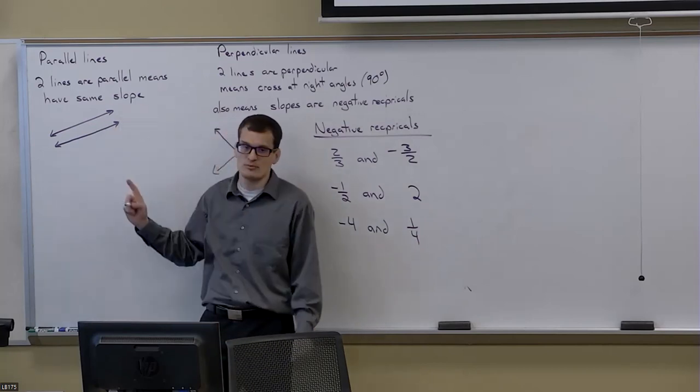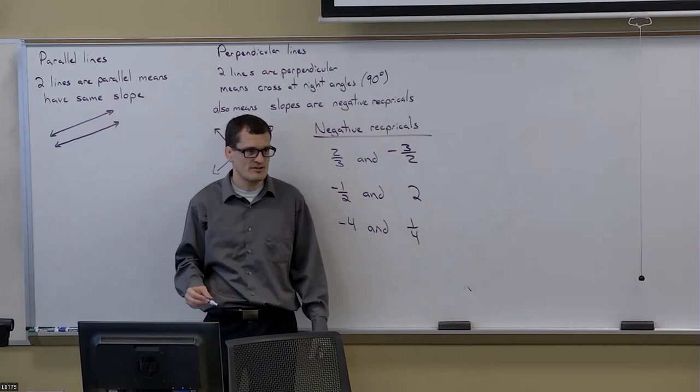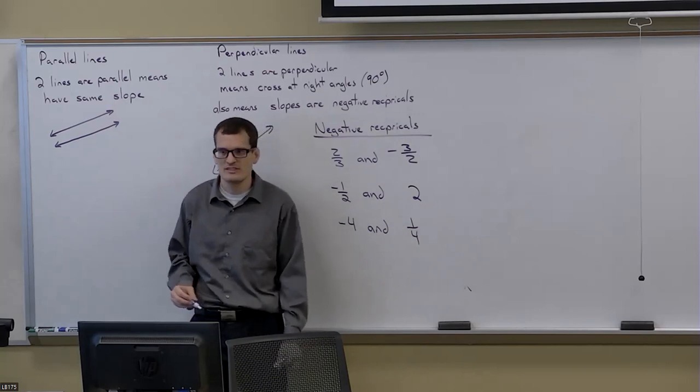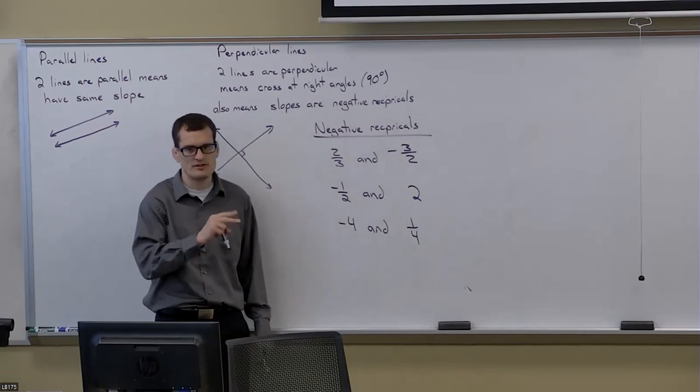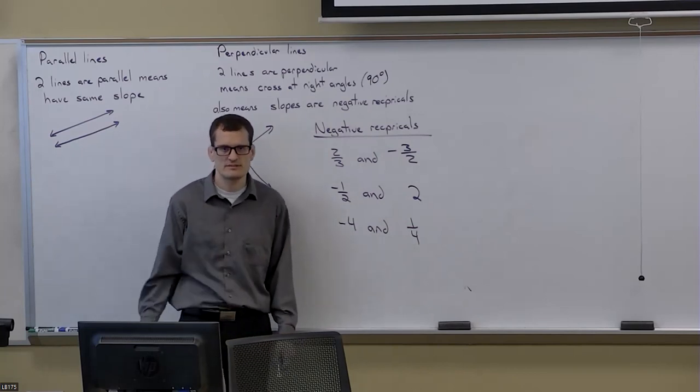So same slope is really easy. It's 3 and 3 here. 1/2 and 1/2. Negative reciprocals are a little bit trickier. Flip the numerator and denominator and then negate it.